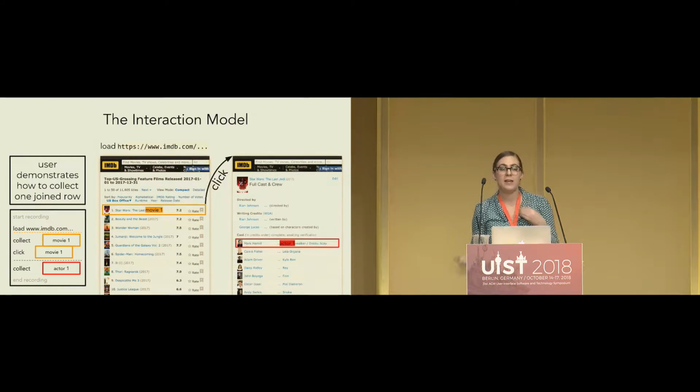For our IMDb case, the user is going to load up a URL. That gives them the list of movies. They'll collect information about that first movie. They'll go ahead and click over to the details page. They'll see the list of actors, and they'll collect information about the first actor in the first movie.